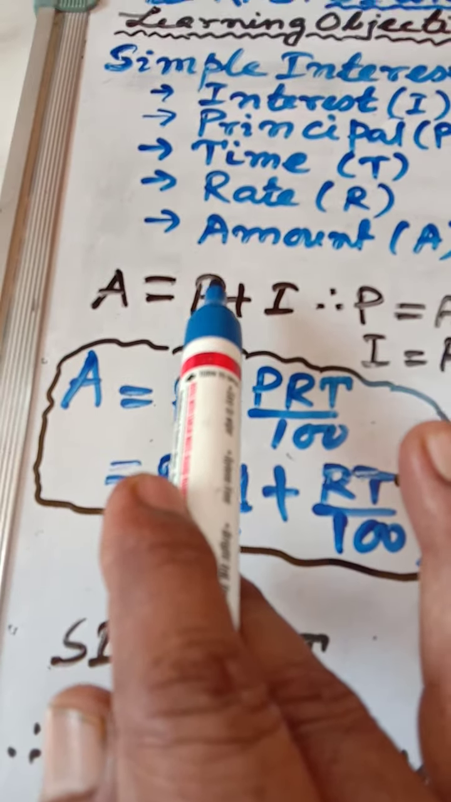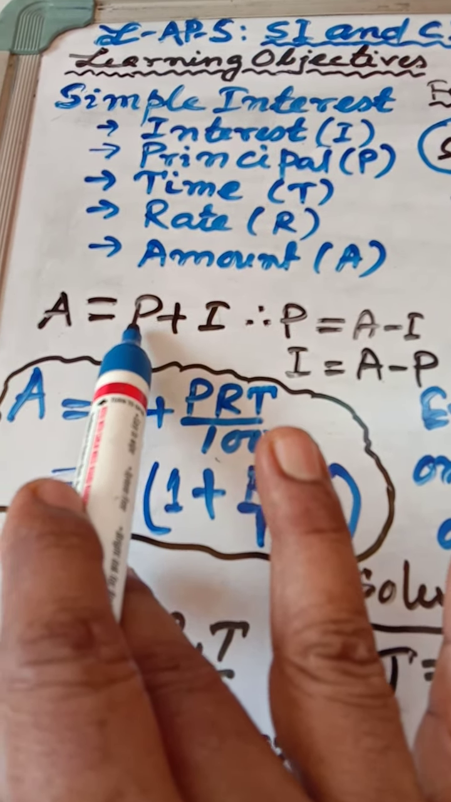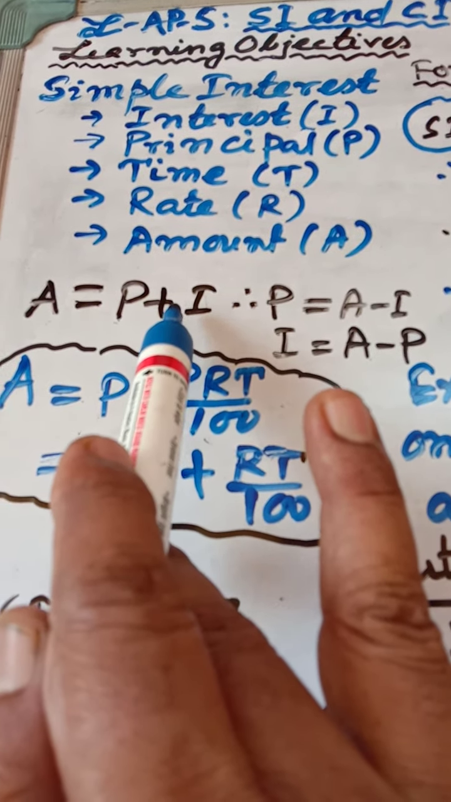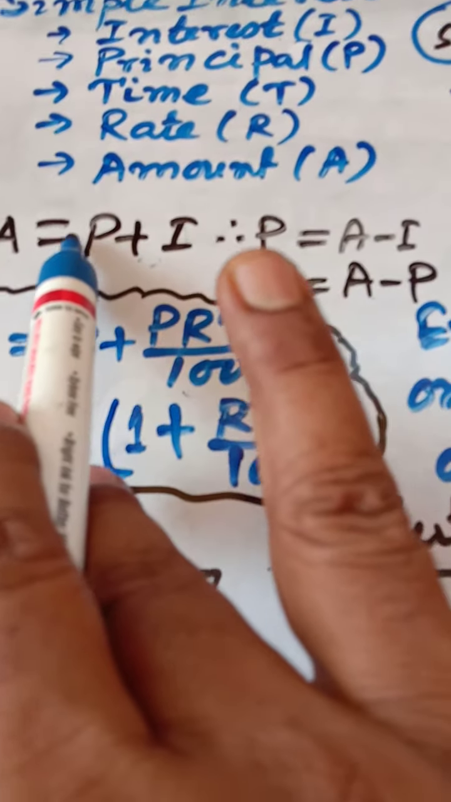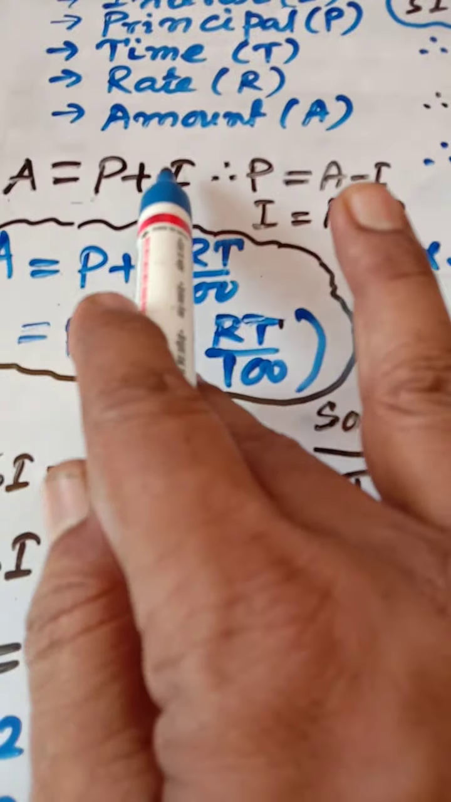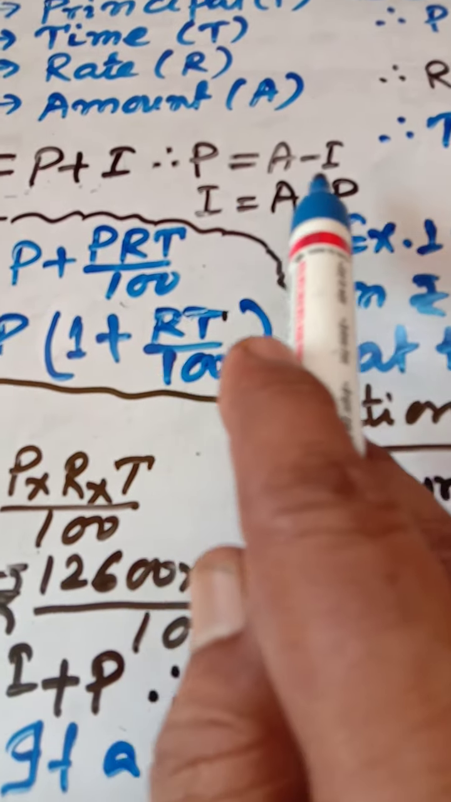Now, how to find out amount? Amount, I said to you, is actually the sum of the principal, whatever amount the investor has initially put, and the extra amount he is getting. Together is called A. So from there you can find out P is equal to what? A minus I. P is equal to A minus I. I is equal to what? P you transpose this side, A minus P.